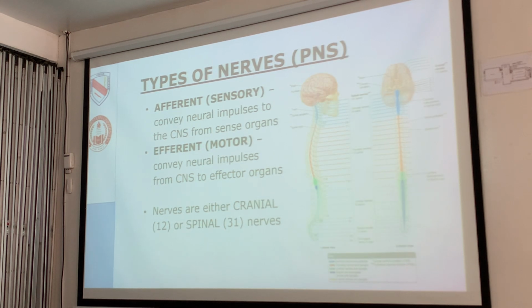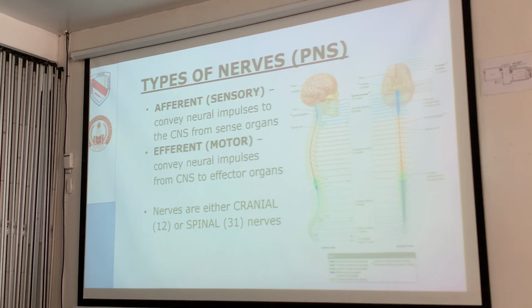So again, we have the afferent and efferent. Afferent means impulse to the CNS, sensory. Efferent, motor, going outside, CNS to the effector organs. So nerves are either cranial or spinal. Cranial nerves, you have 12. You have your mnemonics already at that point. And also, you need to know whether they are sensory, motor, or both.